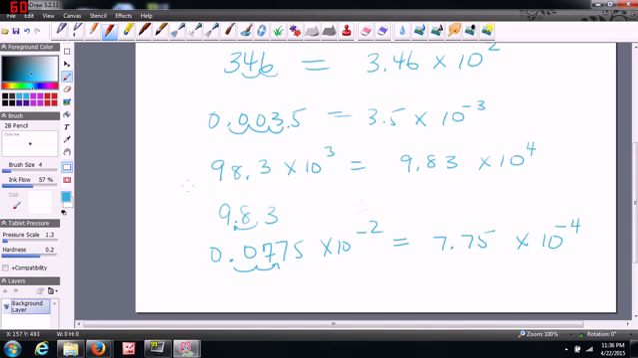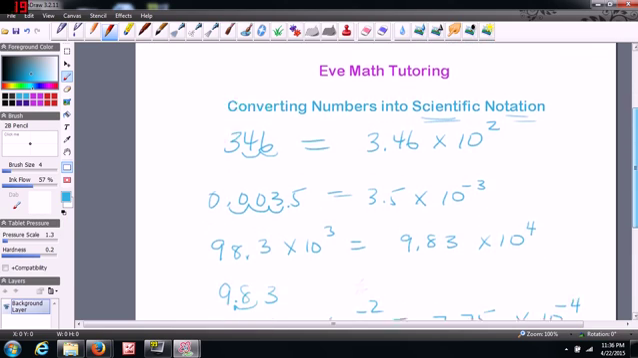Okay, so just a couple of other examples of numbers that appear to be in scientific notation, however are not in scientific. Okay, so that's the lesson on converting numbers in scientific notation.